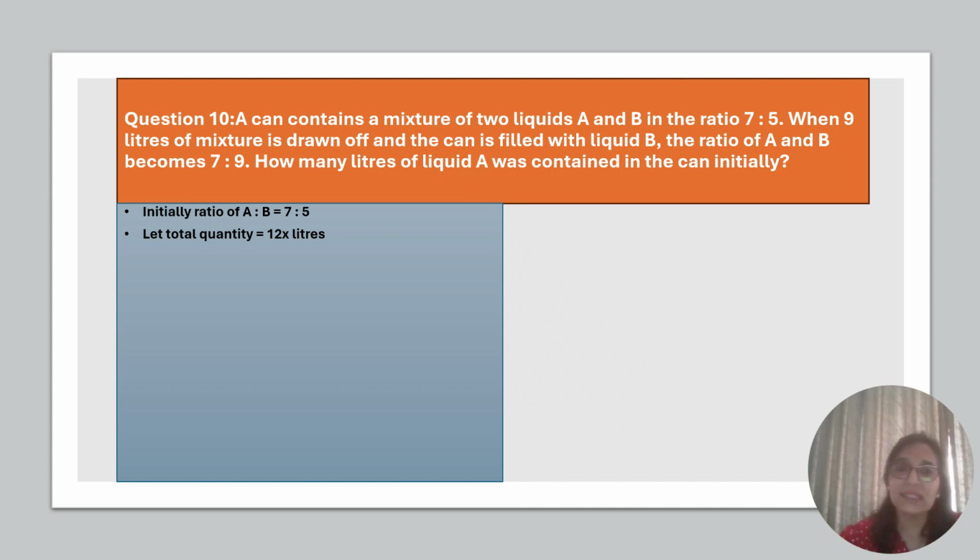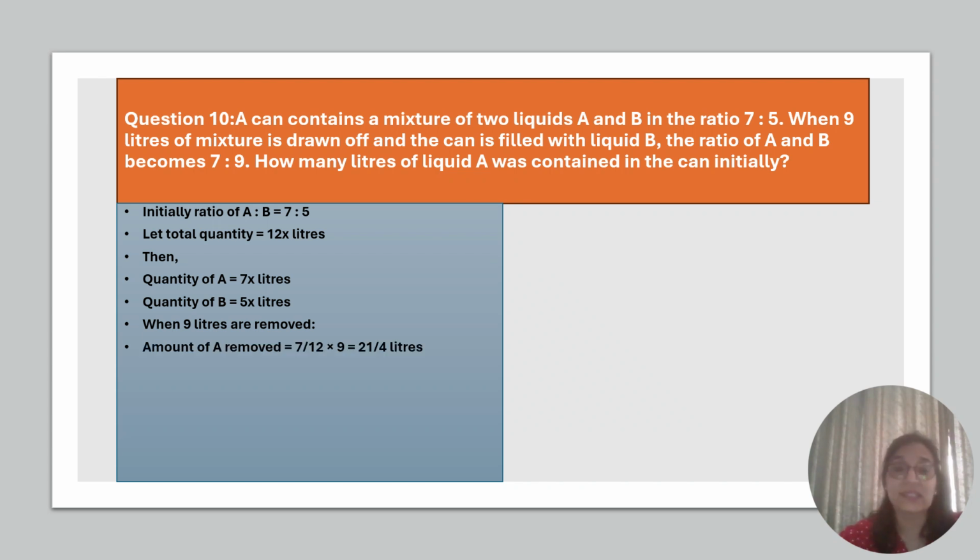Now for 12x liters, the quantity of A, we need to take it in variable form. So quantity of A will be 7x, quantity of B will be 5x. Now let's read the other part of the question. When 9 liters of mixture is drawn off, that means 9 liters are removed. So the amount of A which is removed is 7 upon 12 into 9, which is equal to 21 upon 4 liters. Amount of B which is removed is 5 upon 12 into 9, that is 15 upon 4 liters.